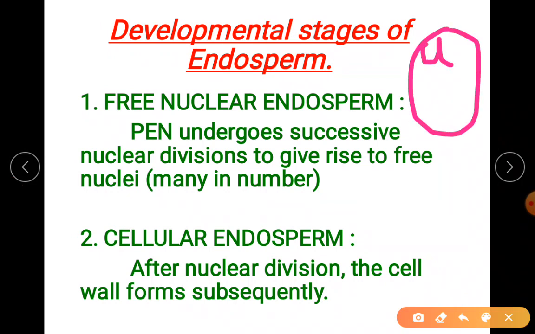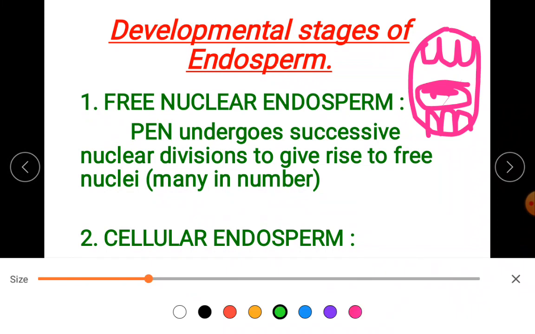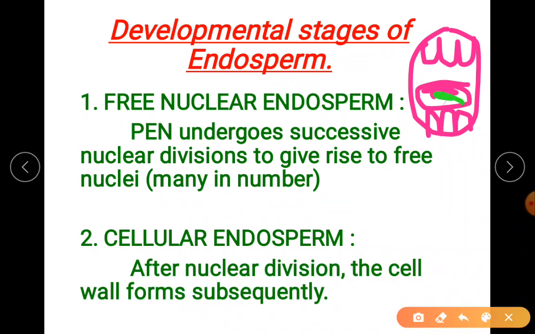So there are your 3 antipodal cells, egg, synergids, and the 2 polar nuclei. Here, this is already fused with the male gamete. Imagine that is how your secondary nucleus fuses with your male gamete to produce the primary endosperm nucleus. Okay, and there is your central cell.